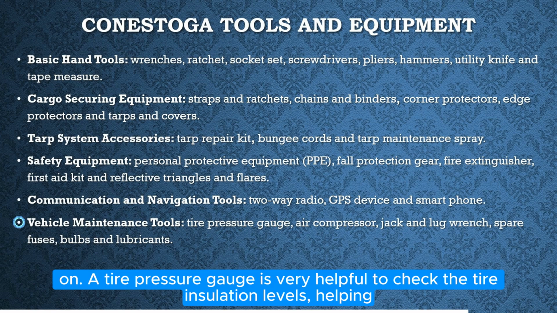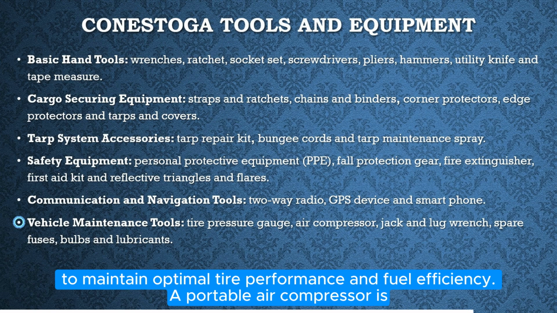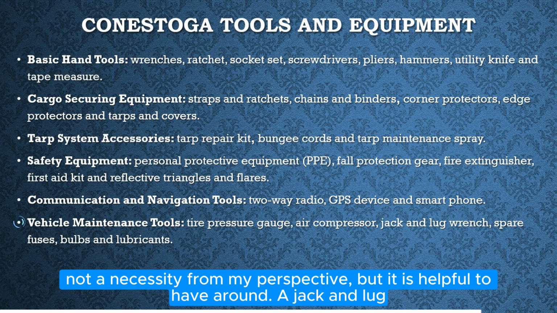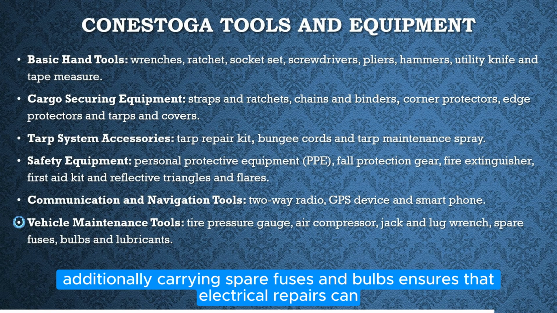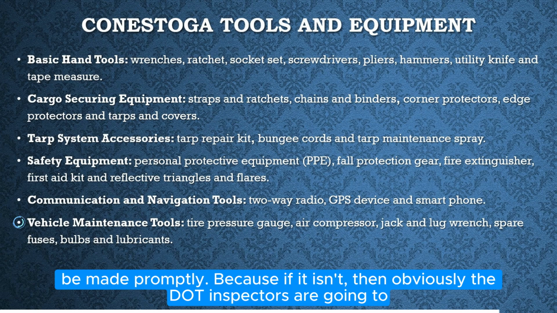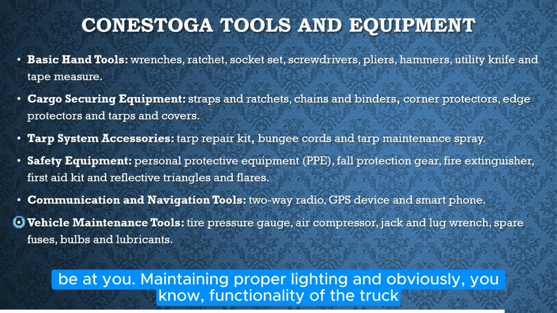A tire pressure gauge is very helpful to check the tire inflation levels, helping to maintain optimal tire performance and fuel efficiency. A portable air compressor is not a necessity from my perspective, but it is helpful to have around. A jack and lug wrench, this is something that I would personally always have with me in case of tire changes. Additionally, carrying spare fuses and bulbs ensures that electrical repairs can be made promptly, because if not, then obviously the DOT inspectors are going to be at you.